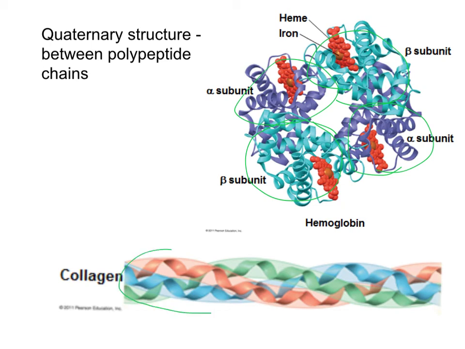If you look down here at the collagen example, I've got three different ribbons of three different polypeptide chains. And remember, collagen is found a lot in connective tissue, so it's very strong, it's very supportive. Basically, their quaternary structure involves these three polypeptide chains twisting around one another like a rope, so they get even stronger.